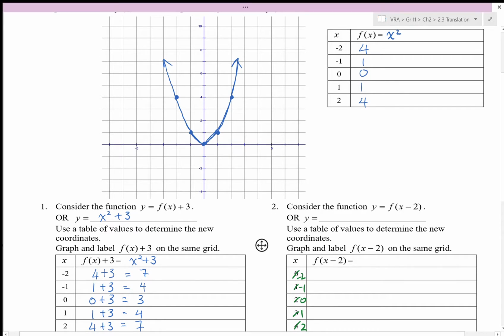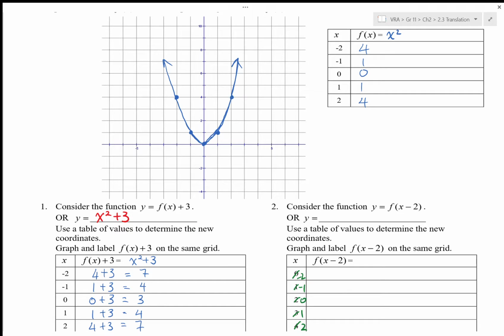Now I'm going to graph this. I'm going to plot this using, let's say, red. I don't know why I used blue and then red here. I'll just change this to red. So let's plot this. When -2 is the x, the y is at 7. So it's right here, and then it's right here, then it's at 4, and then it's at 3, it's at 4, it's at 7 again, so it looks like this. Okay, so as you can see, the whole graph actually shifted up.